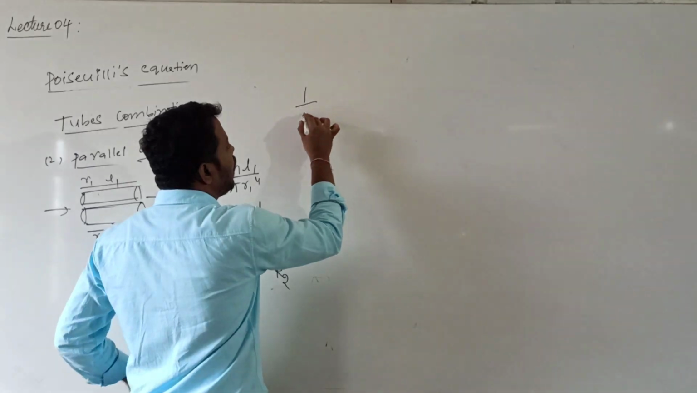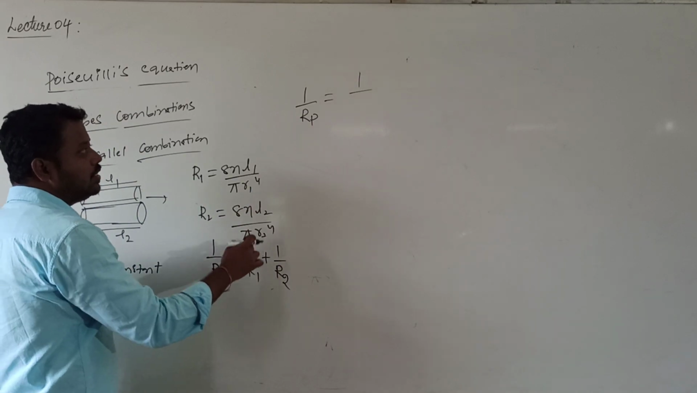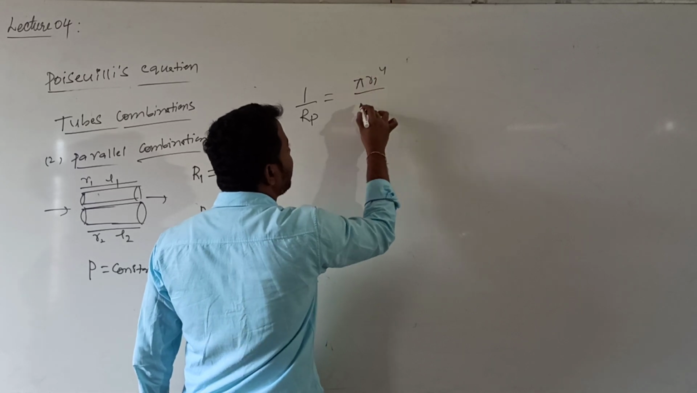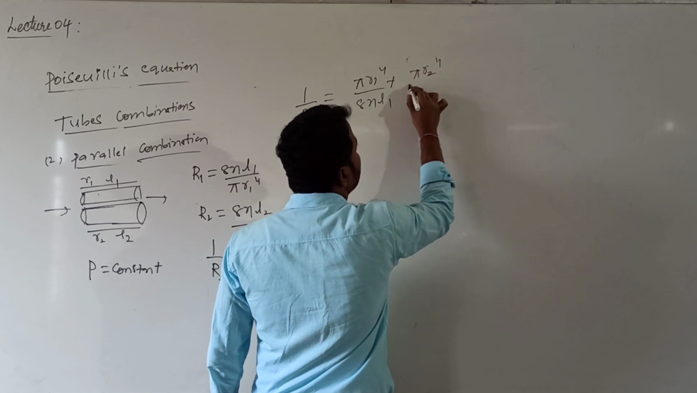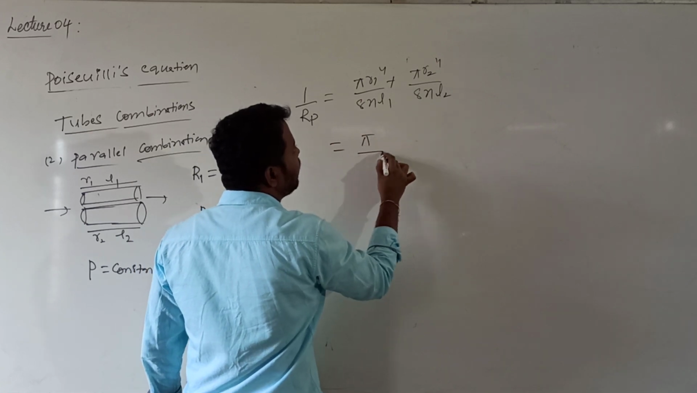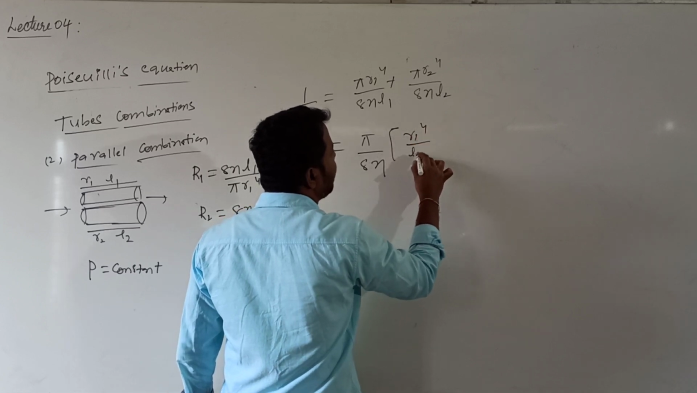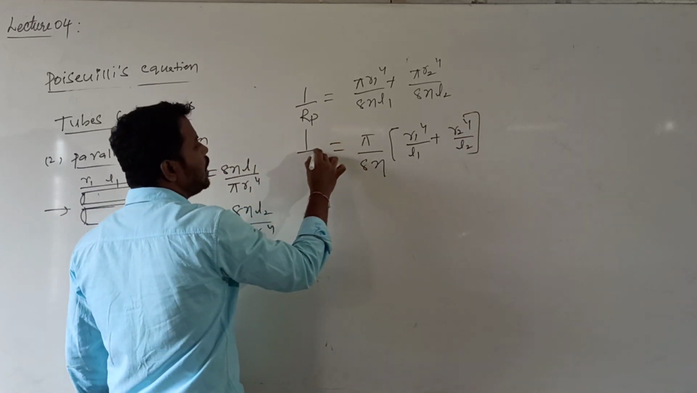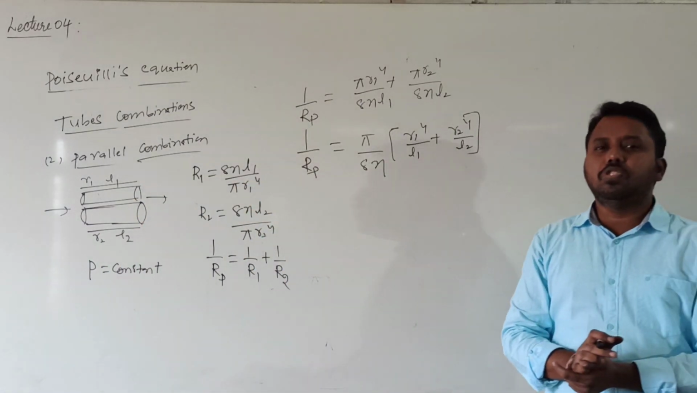So 1 by Rp is equal to 1 by R1, which is pi into R1 power 4 divided by 8 into eta into L1, plus pi into R2 power 4 divided by 8 into eta into L2. Which one can I take common? Pi divided by 8 into eta I can take common. Then I get R1 power 4 by L1 plus R2 power 4 by L2. Therefore, this is the value of 1 by Rp.